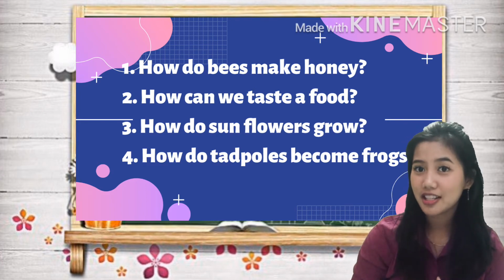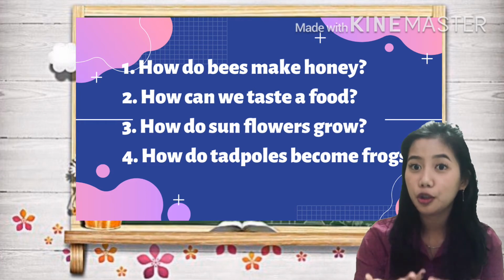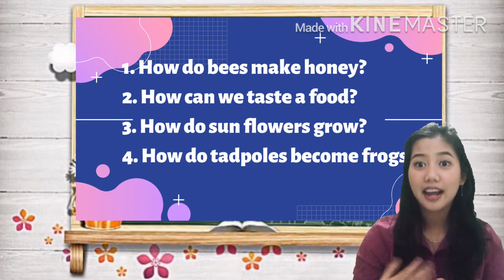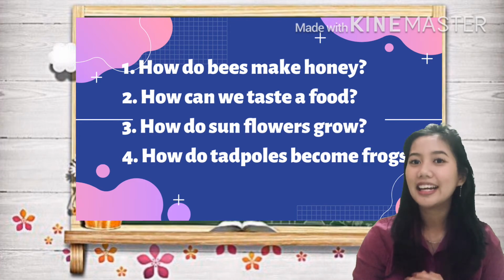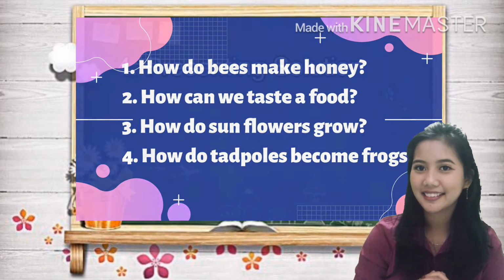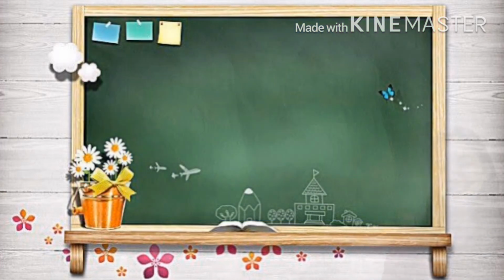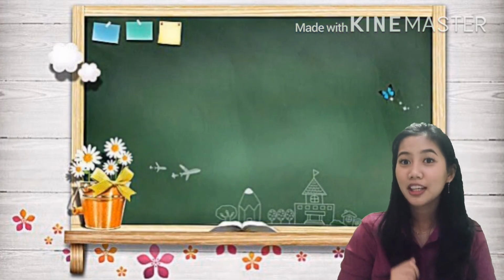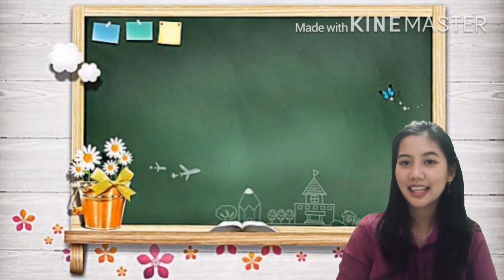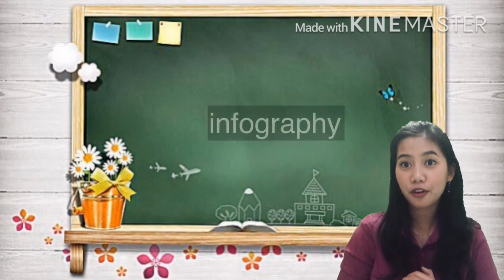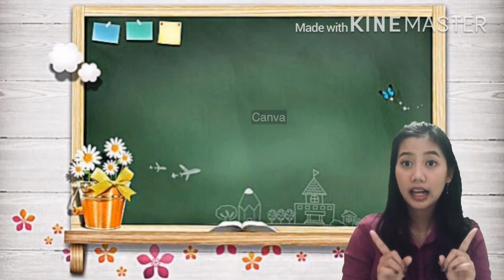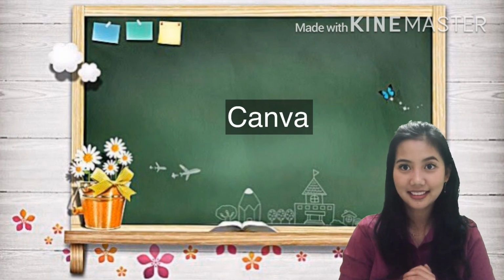The answer for this question will be your written explanation text. Then you will be able to write an explanation text based on your topic. To make your explanation text more attractive, please make it in the form of an infographic as creative as you can by using the Canva application.